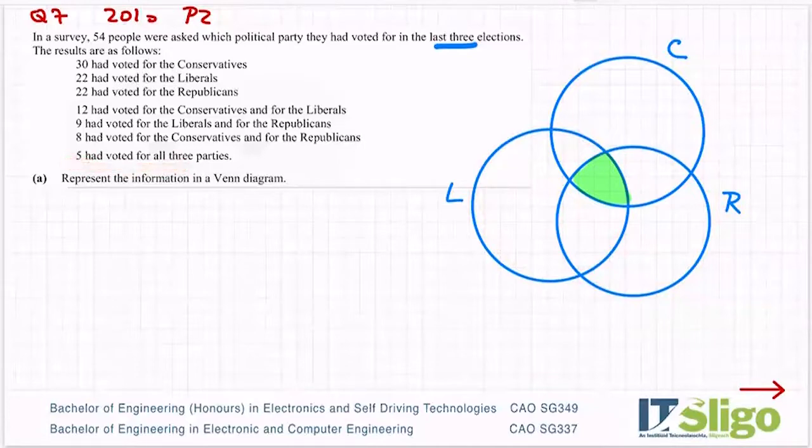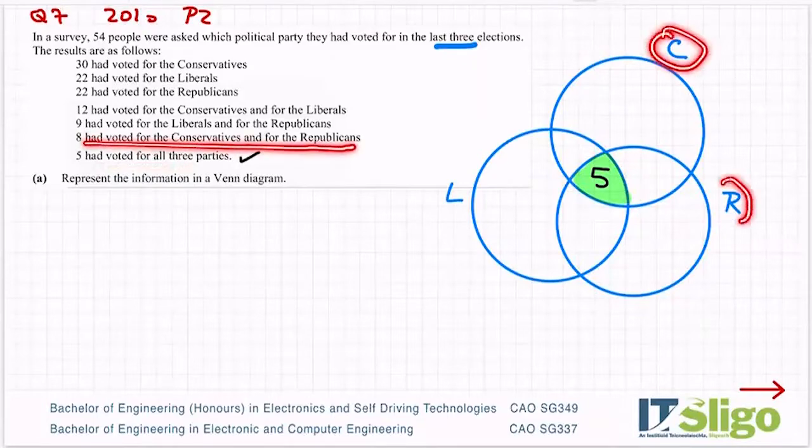So I always read down until I find how many had voted for all 3 parties, because this is the section of the graph where those 3 circles overlap with each other. They have something in common. So 5 voted for all 3 parties. So that 5 goes into that center right in the middle. Okay, and I tend to tick it off then. So 8 had voted for the Conservatives and the Republicans.